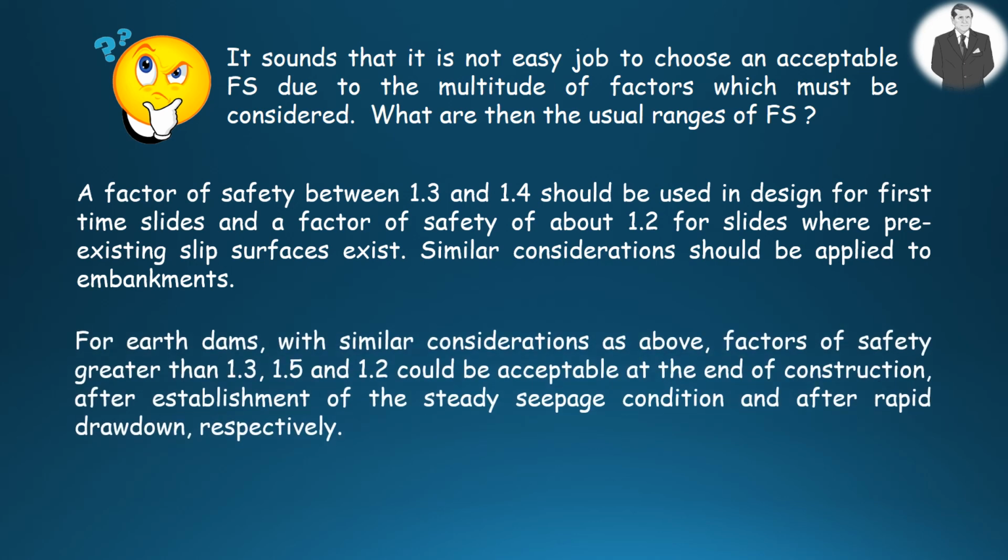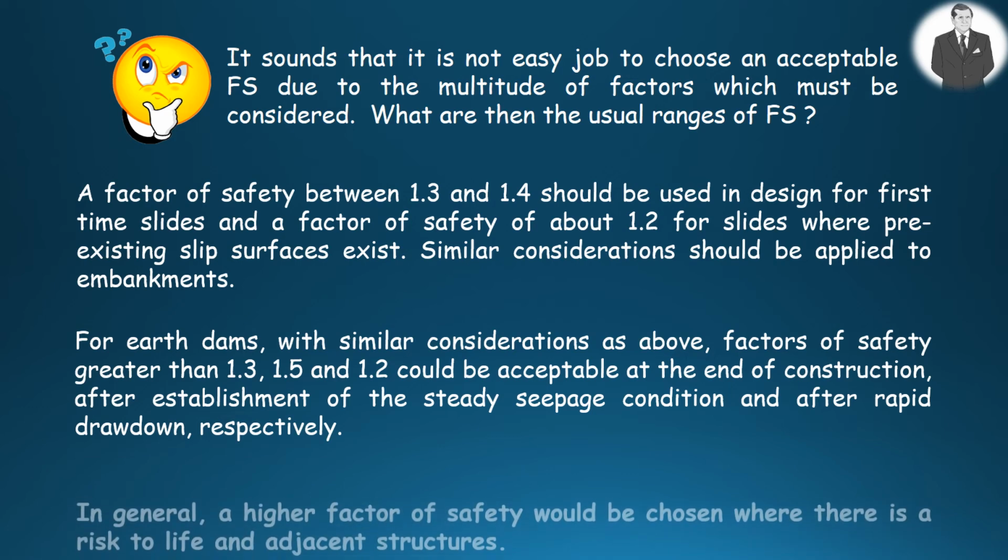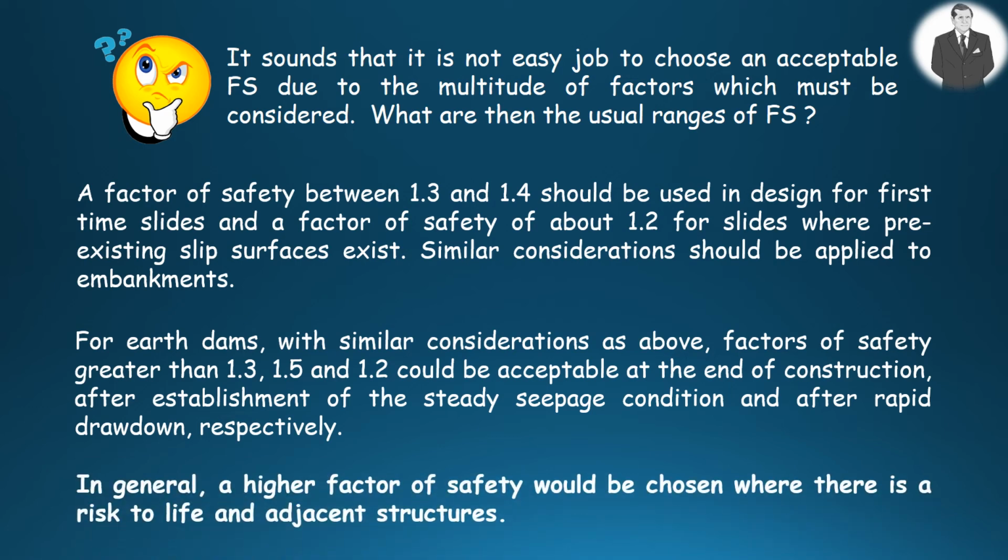For earth dams, with similar considerations as mentioned above, factors of safety greater than 1.3, 1.5, and 1.2 could be acceptable at the end of construction, after the steady seepage condition is established, and after the rapid drawdown. In general, a higher factor of safety would be adopted where there is a risk to life and adjacent structures.